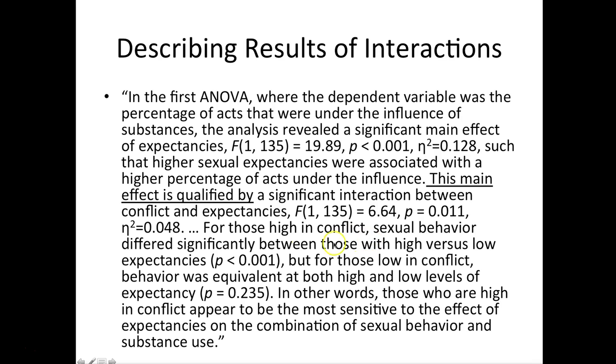For those high in conflict, sexual behavior differed significantly between those with high versus low expectancies. But for those low in conflict, behavior was equivalent at both high and low levels of expectancy. That's what I just showed you in the graph in the previous slide. In other words, those who are high in conflict appeared to be the most sensitive to the effect of expectancies on the combination of sexual behavior and substance use. So again, this is looking at the combined effect of two different independent variables, conflict and expectancies.